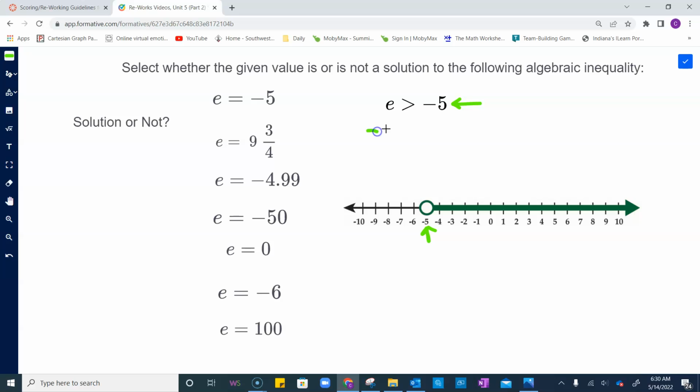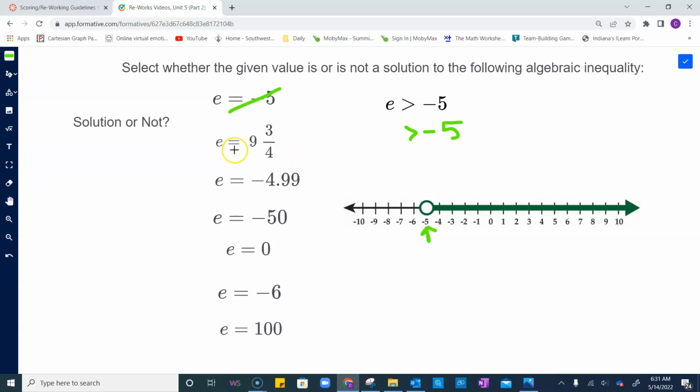The other way we can check is simply plug the number into the inequality for the variable e, and then read that inequality left to right. -5 is greater than -5, and the answer to that is no. When we read it, it doesn't make sense because -5 is not bigger than itself. So -5 is not a solution when we plug it into that inequality as well. So you have a couple ways you could check that, or both, just to be sure you're understanding it correctly. So this would be a no.